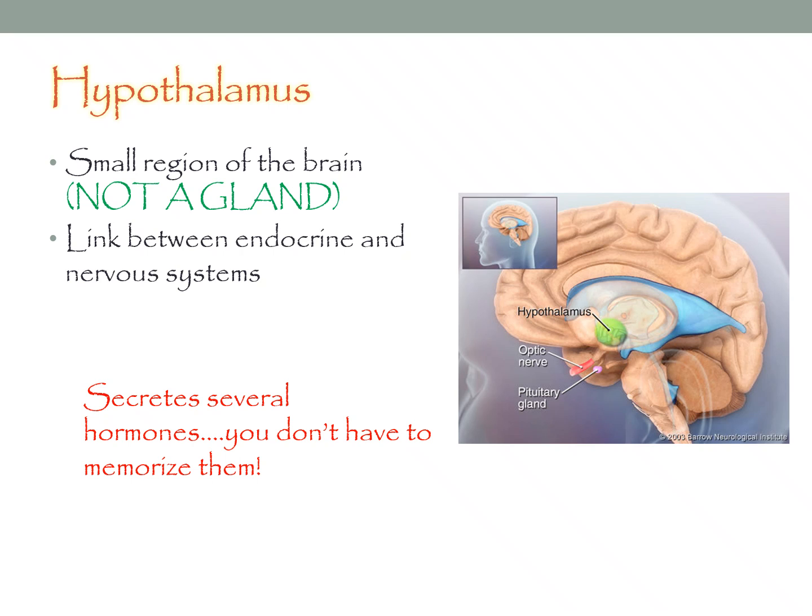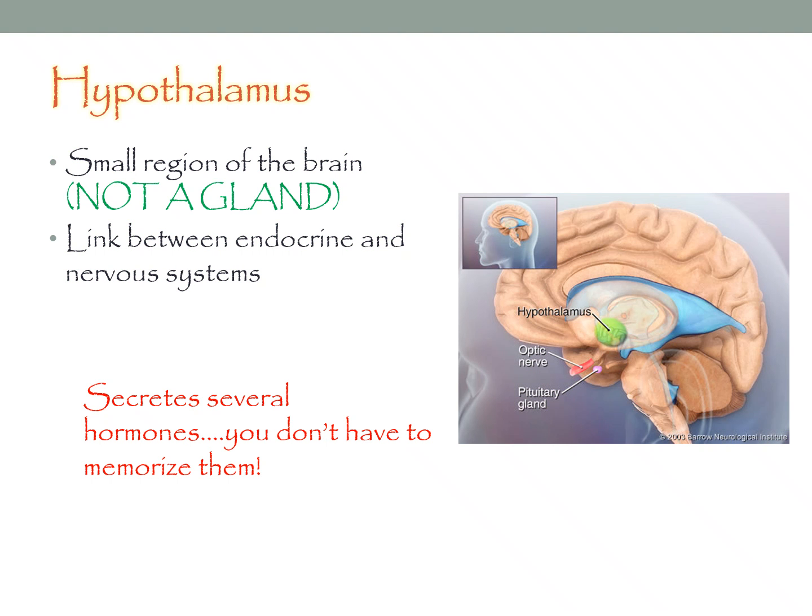The hypothalamus is a major player in the endocrine system. The hypothalamus is not considered an actual endocrine gland, right? It's just a small portion of the brain. And it is a nice link between the endocrine and nervous systems, so the endocrine and nervous systems can talk to each other. Now, the hypothalamus secretes several hormones, and luckily you don't have to memorize those.